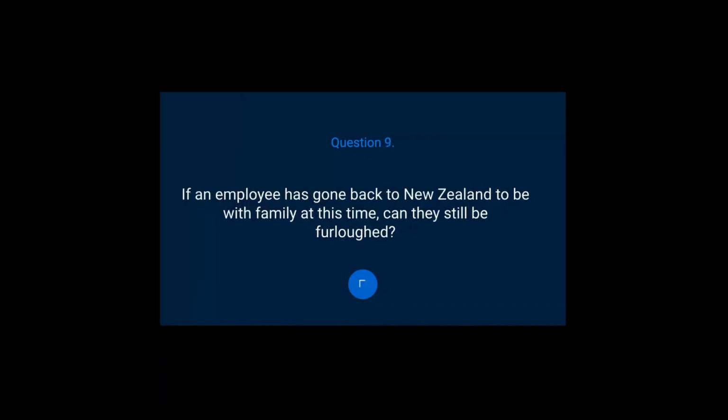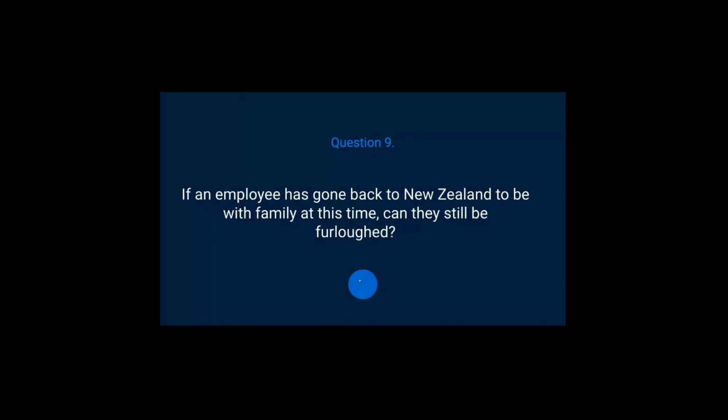So the next question we've had is, if an employee has gone back to New Zealand to be with family at this time, can they still be furloughed? So there is no specific guidance around employees that leave the country. But if the employee is still actively on your payroll as of the 19th of March, then the current guidance doesn't exclude them from being furloughed and leaving the country. But I think it will be a safe assumption that the furlough agreement should take place before the employee leaves.